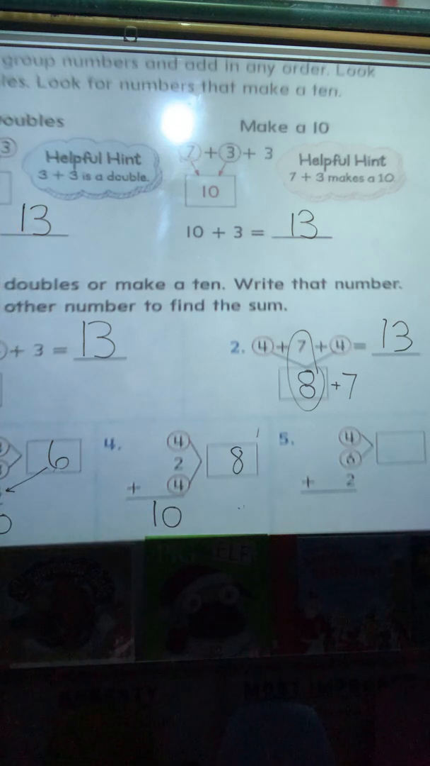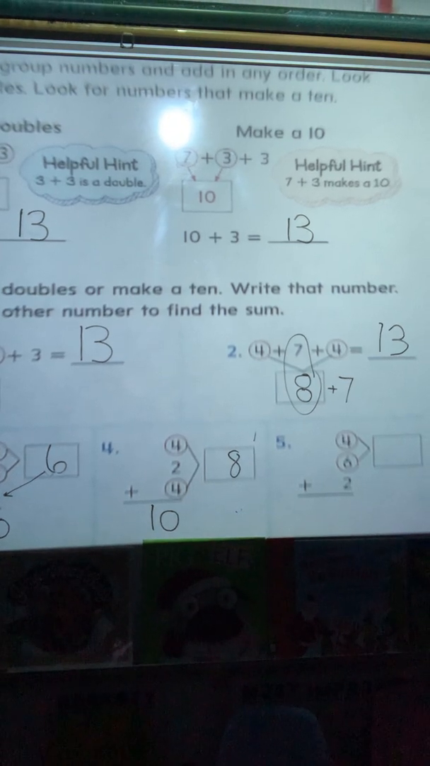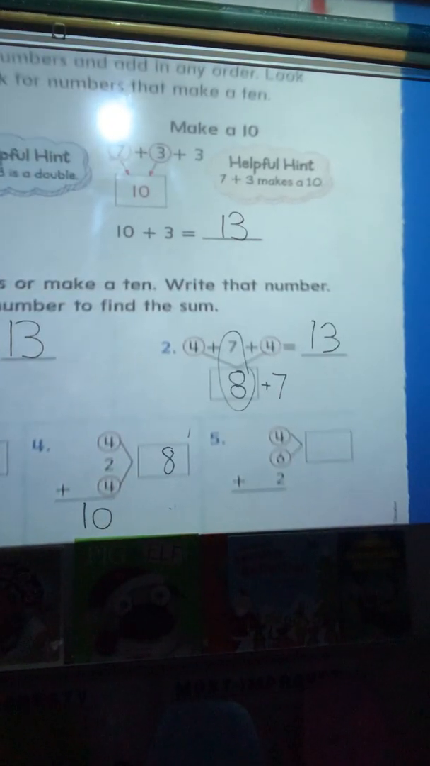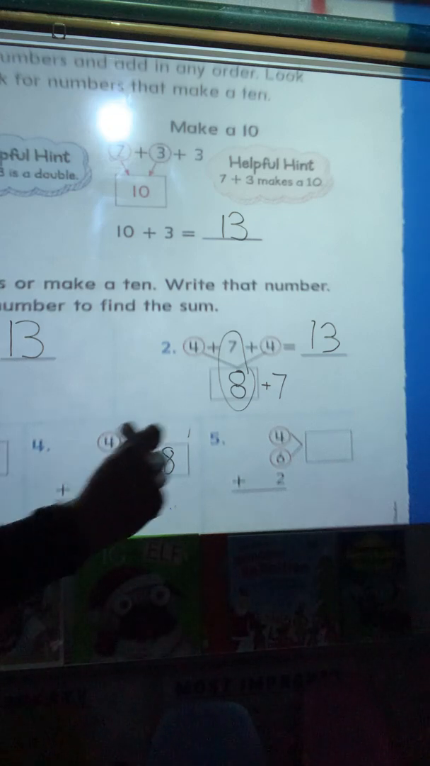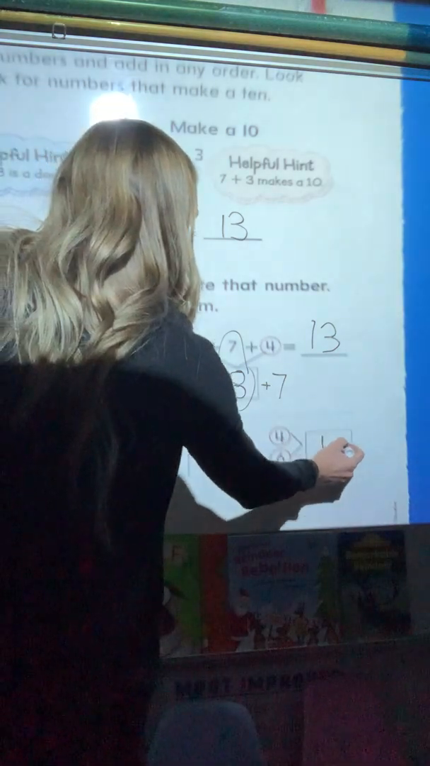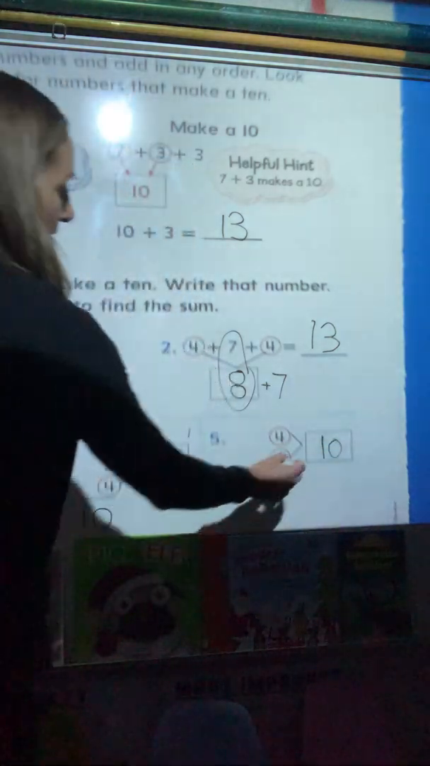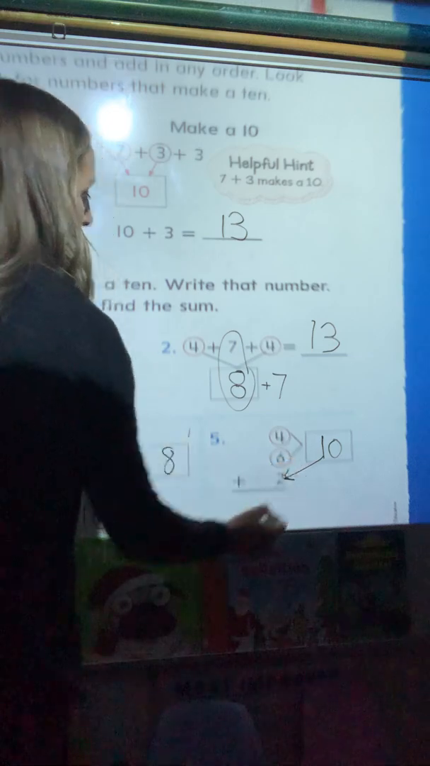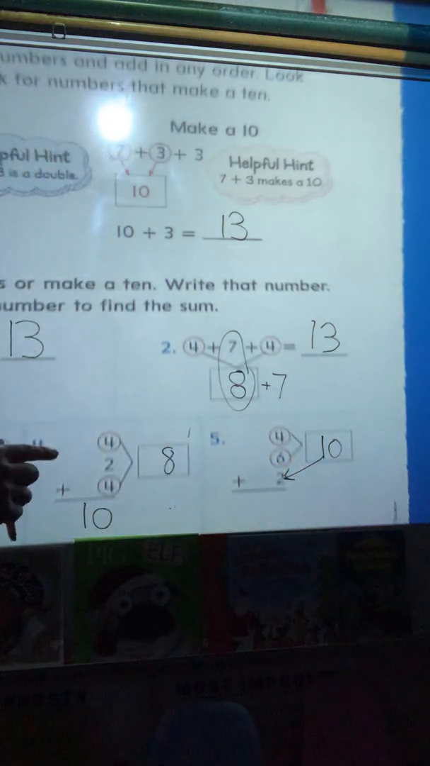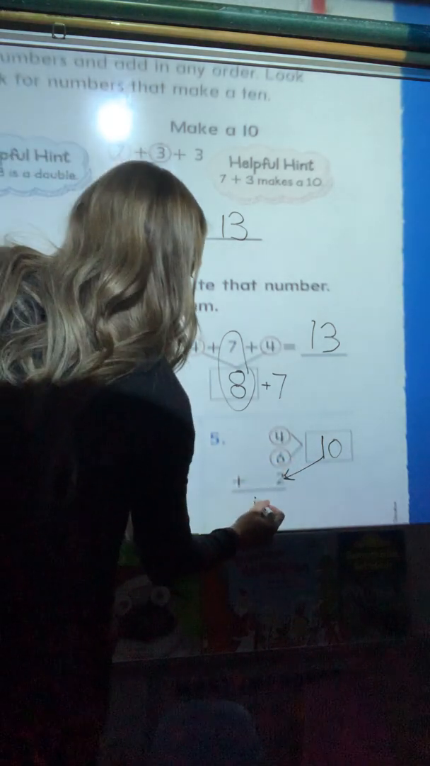Okay. Ooh, my favorite way for number 5 is they are making 10 and adding the remainder. So 6 and 4, we've seen that a lot today. 6 and 4 makes 10. Add that remaining 2. 10 and 2, 12.